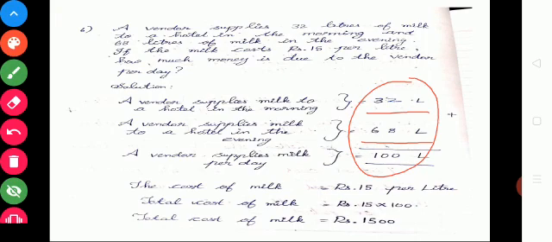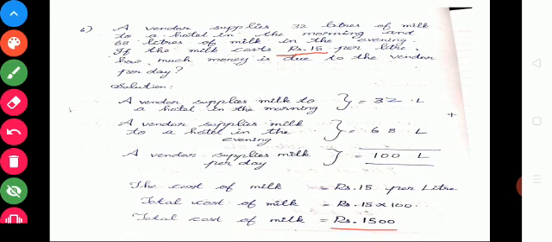Totally 100 liters he supplies of milk per day. Per day means it is one day. So the cost of milk, how much? Rupees 15 per liter. 1 liter, how many rupees? 15 rupees. So you want to find out how much 100 liters cost. So 100 into 15. 100 into 15, the total cost of milk is 1500. How many rupees? 1500.